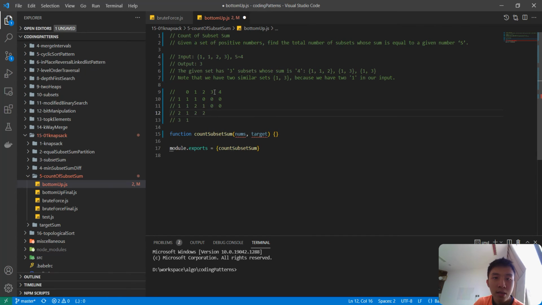Next, 3. If I skip 2, it will be 0 subsets. If I take 2, I will take out 2 from the target sum. I am left with 1. But I don't want to include 2 here, so it will be here. So there are 2. So 2 subsets if I take 2, and 0 subsets if I skip 2. So it will be 2 in total. Next, 4.